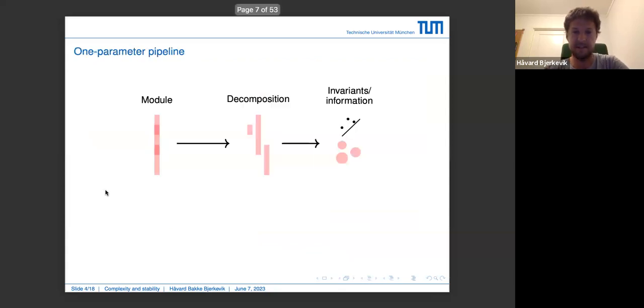So this means that in one parameter, we have this nice pipeline. We have a module, which we can assume comes from some sort of data set.